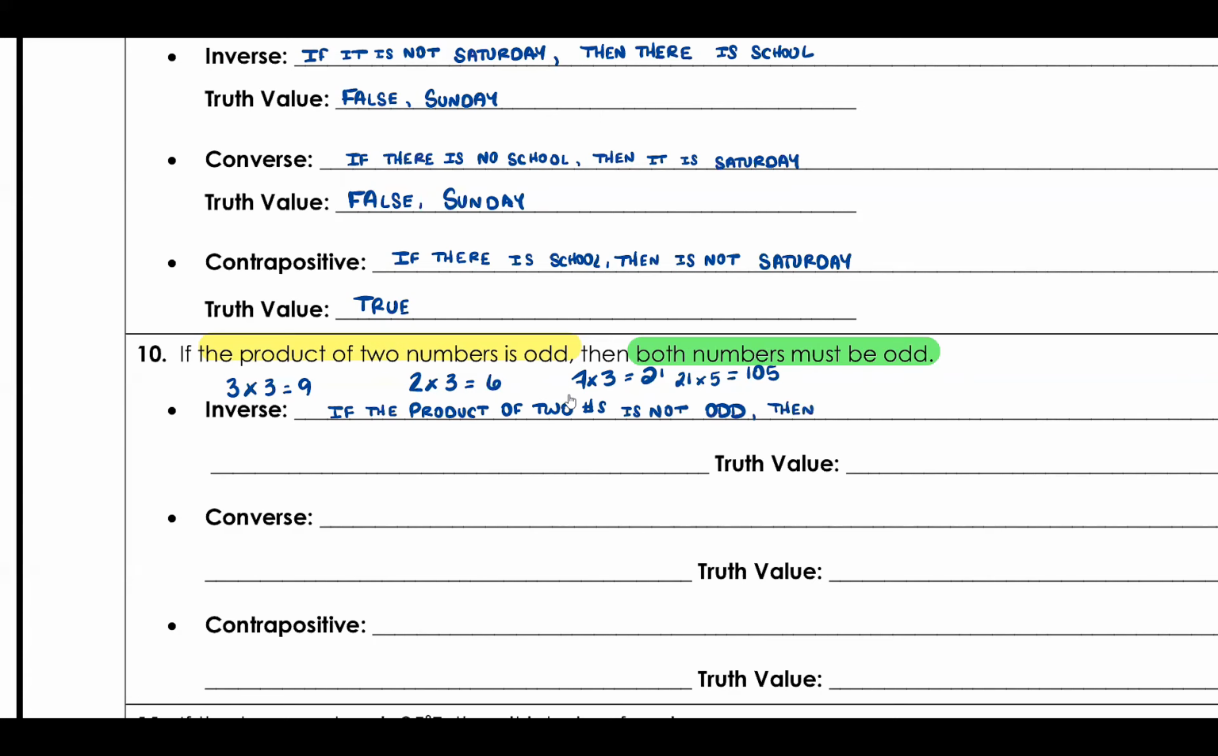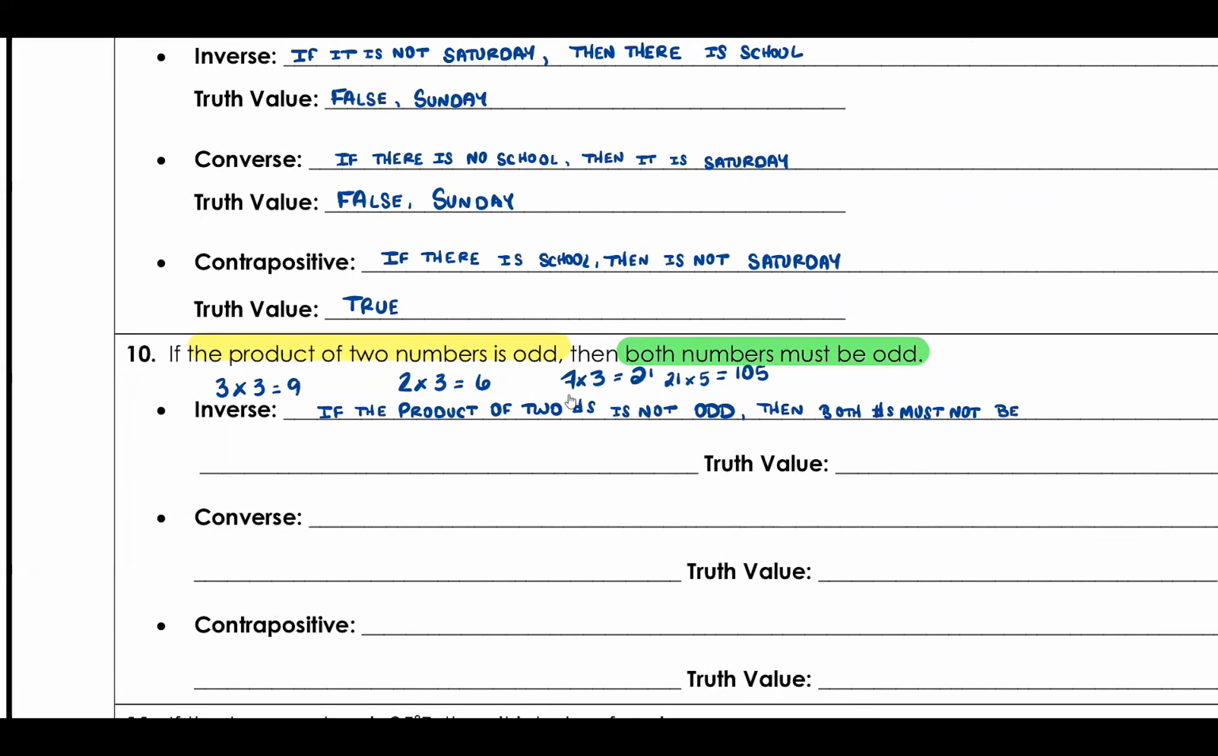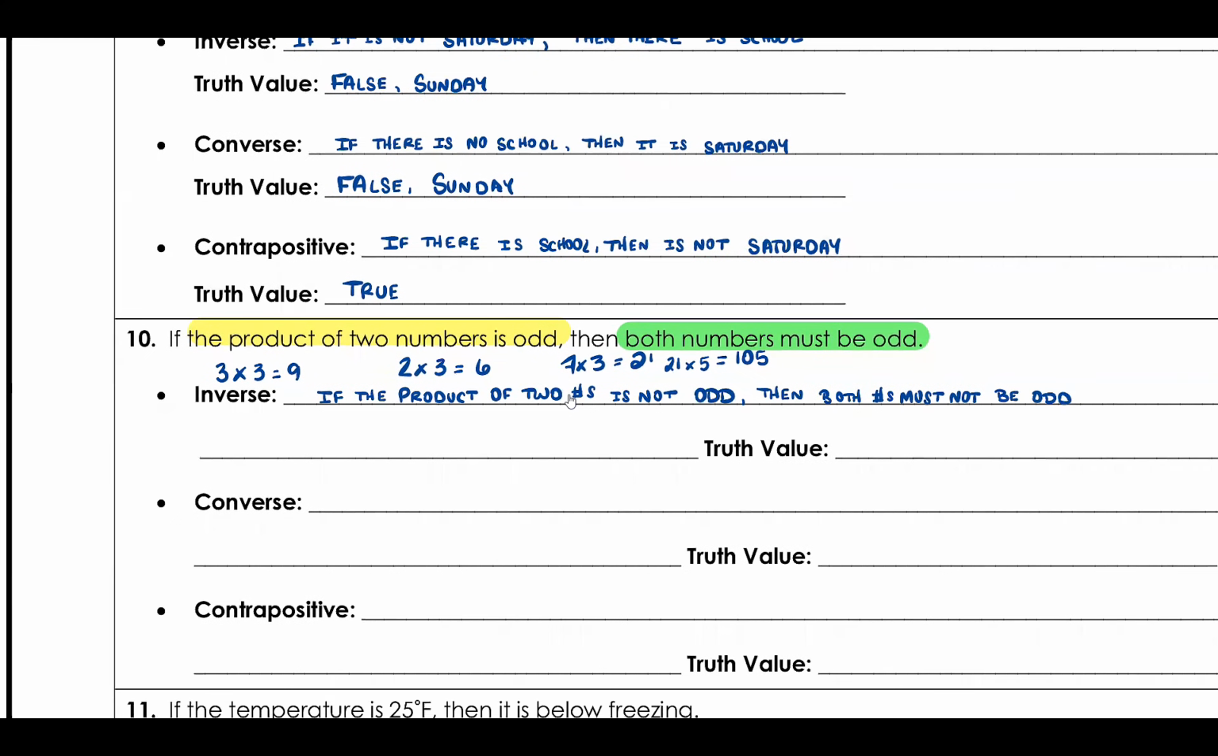Yeah, then both numbers must not be odd. If the product of two numbers is not odd, then both numbers must not be odd. Is that true or false? True. That is true. Because if they're not odd, one of them's even. And we already saw what happened when you multiplied an odd and an even number. It made a what? Even.